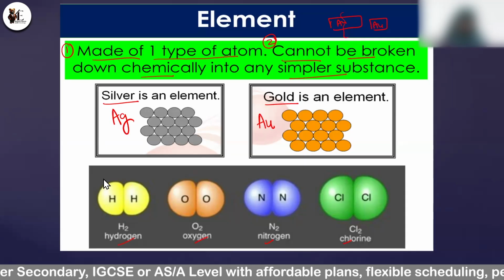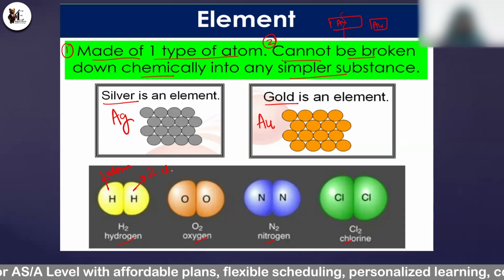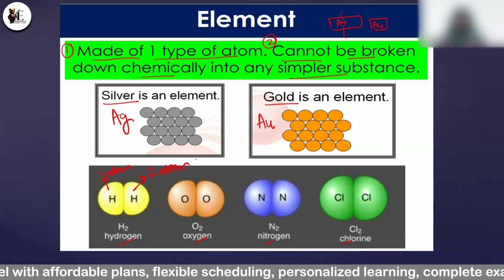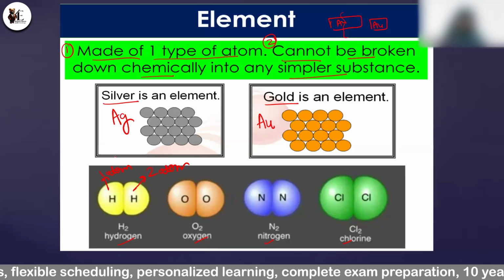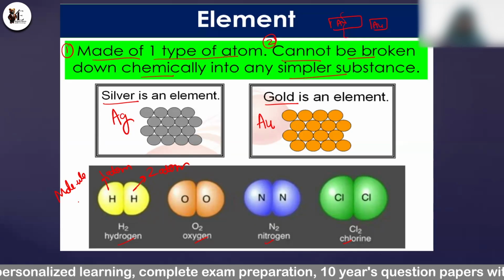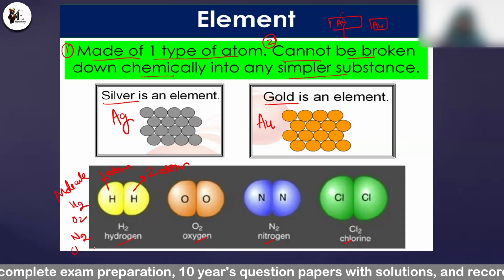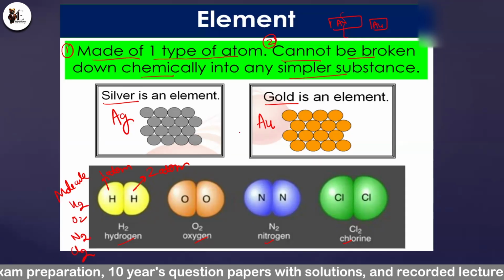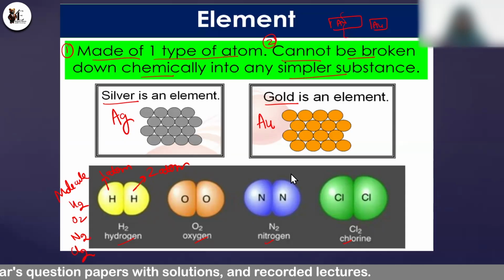You can see here, this is my one atom of hydrogen. This is my second atom of hydrogen. So when two or more atoms combine together chemically, then this is called a molecule. So you will say that it is a molecule of hydrogen, molecule of oxygen, molecule of nitrogen, and molecule of chlorine, right? Right. So give me two definitions of element.